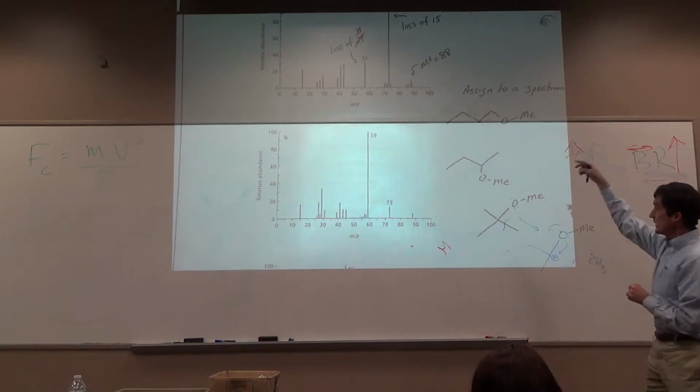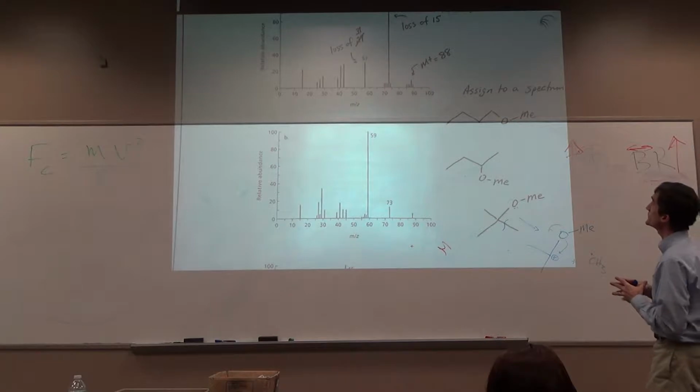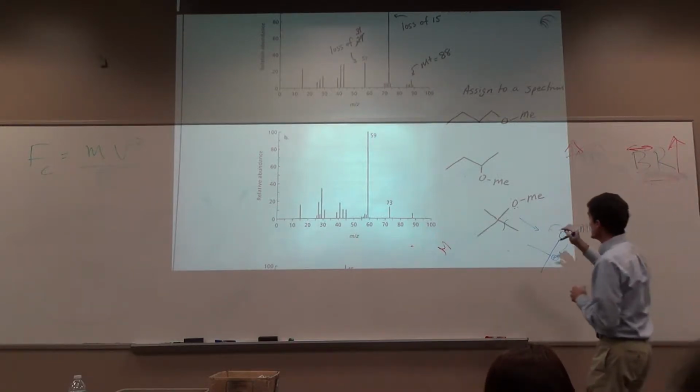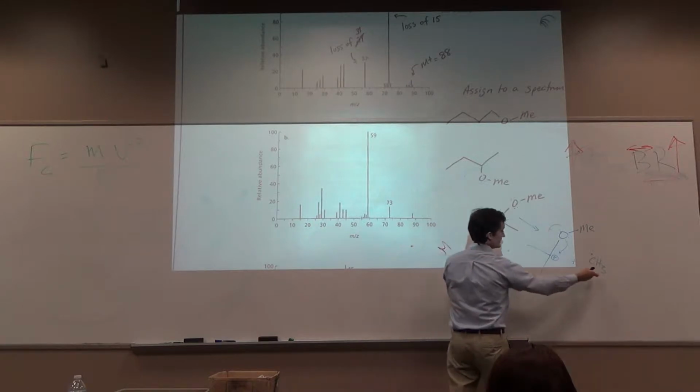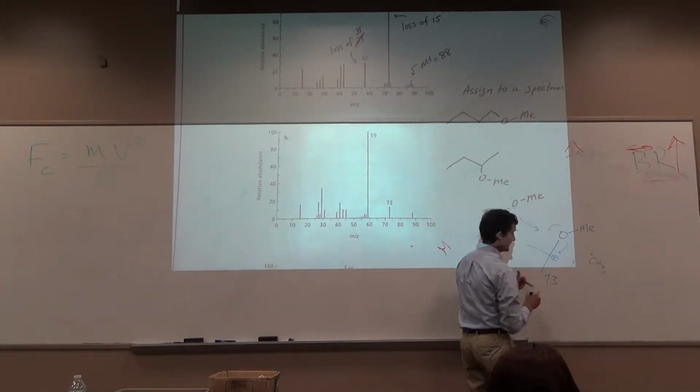First off, do all these have the same mass? Because if it was three different masses, we could just look at the molecular ion, but I think they're all the same mass. They're all constitutional isomers. What is the mass? I think it's probably all 88. Everyone's 88. So this is 88 minus 15. So what is this? 73? Okay.